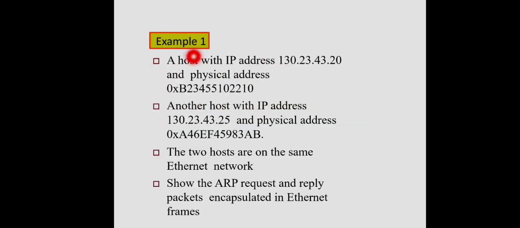Now let us see an example for this ARP packet. Let us say a host machine, let us call it the sender machine, whose IP address is this and MAC address is this one. Another machine, let us call it the destination machine, whose IP address is this. It is known to the sender, and the MAC address is actually this value. It is not known to this sender machine. So the sender will use an ARP packet. The two hosts are on the same network, Ethernet. Show the ARP request and reply packets encapsulated in Ethernet frames.